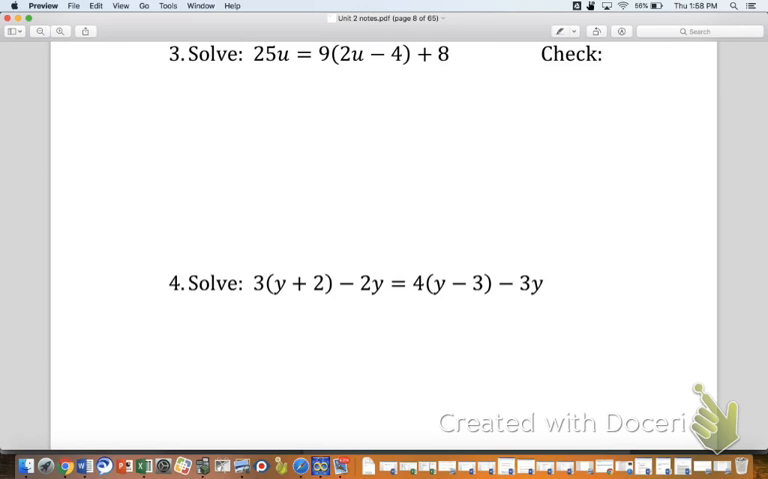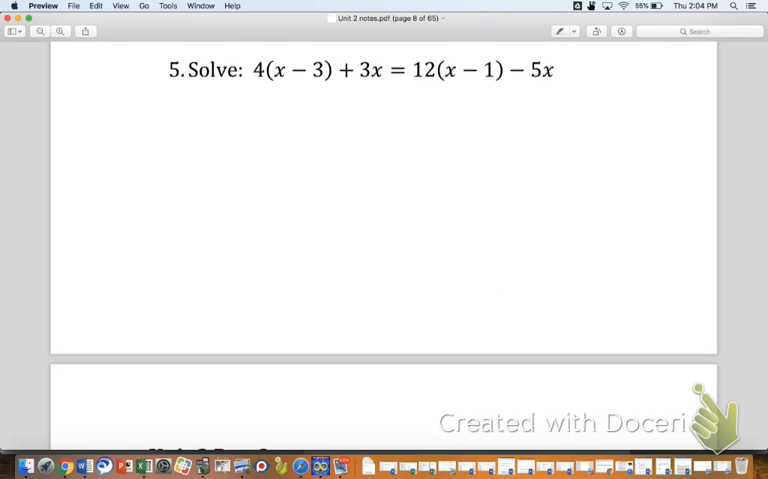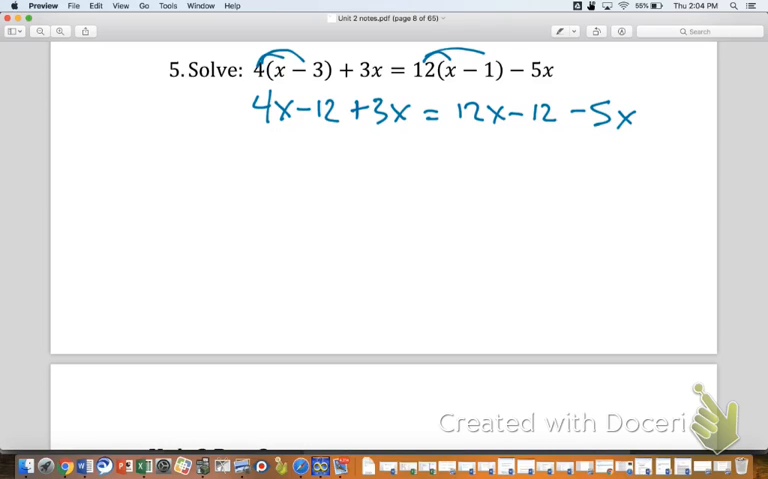All right, let's take a look at number 3. I want to go ahead and start this one. So do you guys see the 2 distributive properties? Yes? Okay. So 4x minus 12 plus 3x, and the 12 gets distributed, equals 12x minus 12 minus 5x. Maybe you can see this coming. Should look really familiar, right? 7x minus 12 equals 7x minus 12.